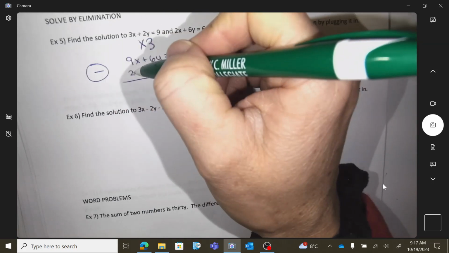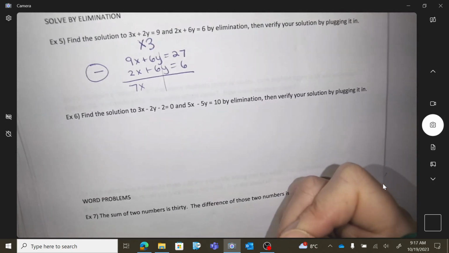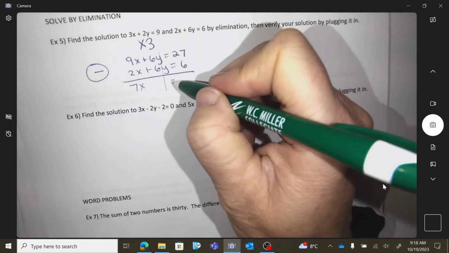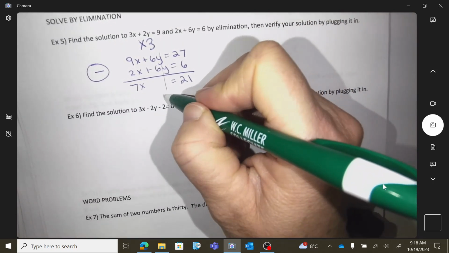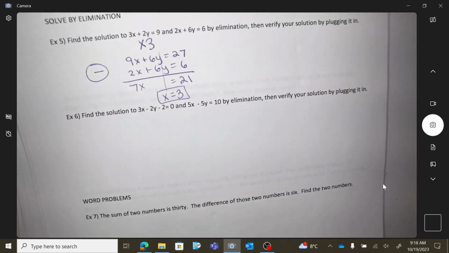So 9 minus 2 is 7x. 6 minus 6 is gone. 21. So x equals 3. And on these, I didn't try to trick you on your test with decimal numbers. I'm trying to get them all to be nice integer numbers. So probably if you are hitting a decimal on these ones, you did something wrong.